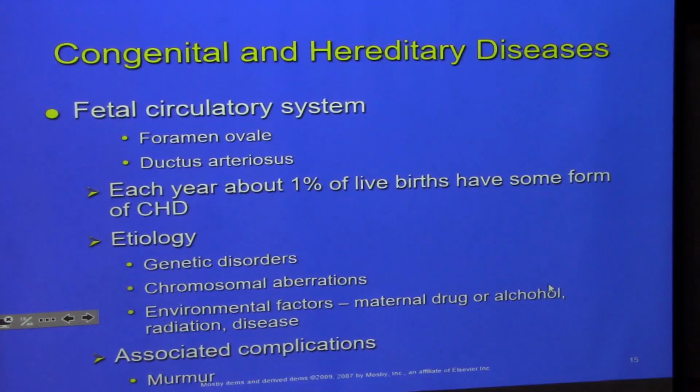Associated complications typically take the form of a heart murmur. The doctor, when he listens to the patient's chest, which is called auscultation, he can hear that there's something not right in there. And it could be a foramen ovale, or it could be a valvular defect, or it could be something else. We don't 100% know.